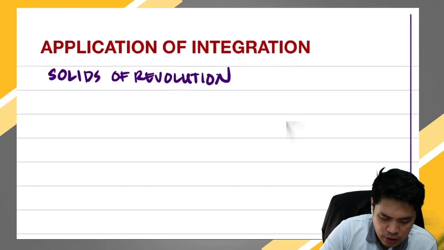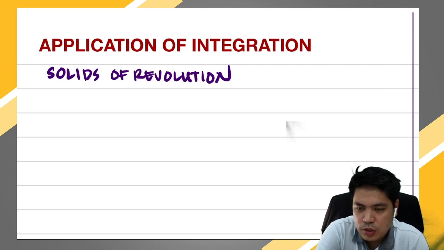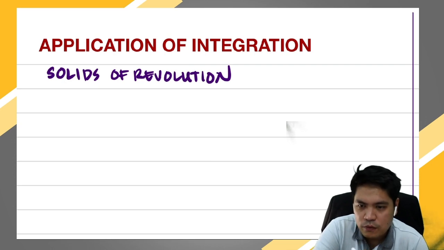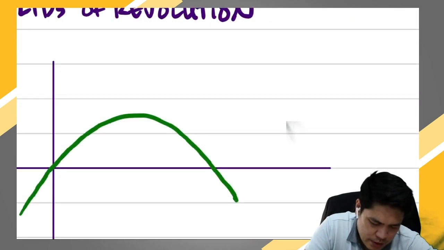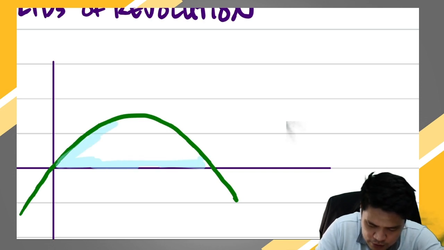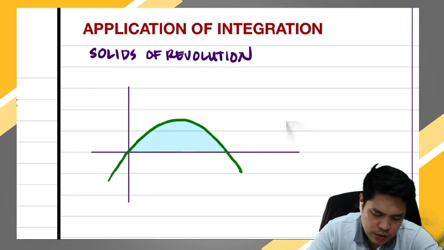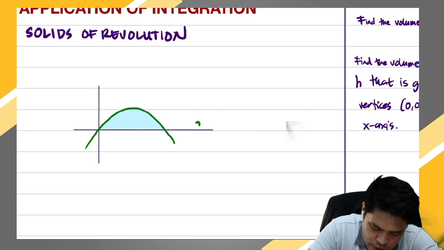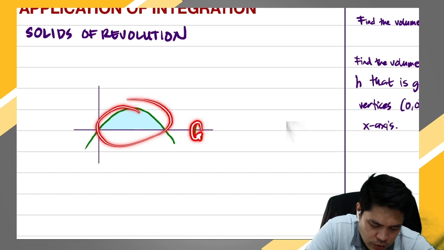Okay, to proceed with our discussion on the solids of revolution, these are the solids that are generated by revolving a flat surface figure. I'll just explain the concept first. Let's say we consider this area between the x-axis and the curve. What happens if we rotate one axis of this figure? For example, if I rotate the x-axis, what would be the volume generated?